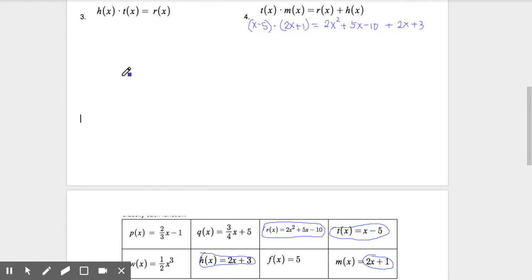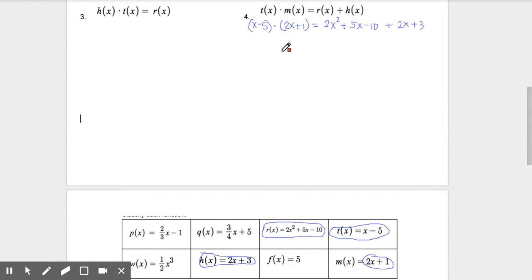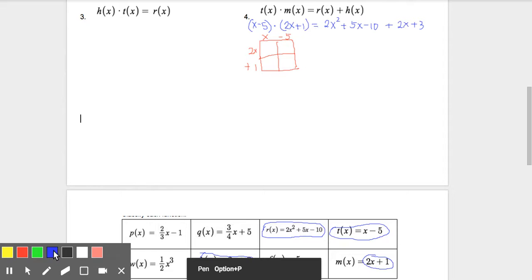Okay. All right, so let's simplify x minus 5 times 2x plus 1. Again, since we're multiplying two binomials, we can think of it as the product of length and width. So we can think of a rectangle where the length is x minus 5 and the width is 2x plus 1. All right, so let's multiply.